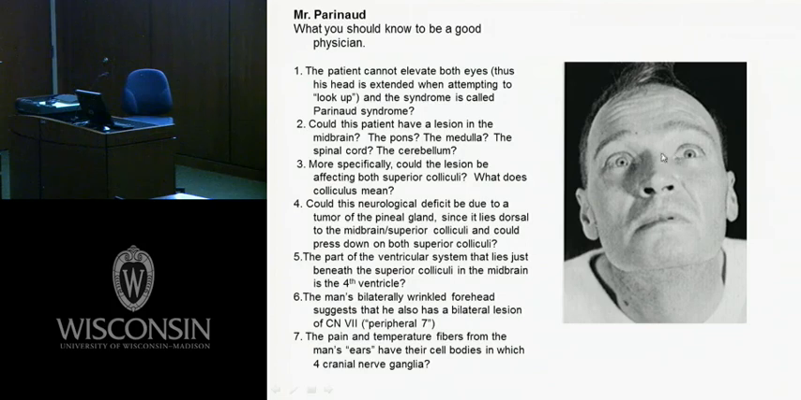So where are the superior colliculi? They're in the midbrain. So if we go to the second question, could this patient have a lesion in the midbrain? Yes. Pons? No. Medulla? No. Okay. What else do we have here? Superior colliculi? Yes.